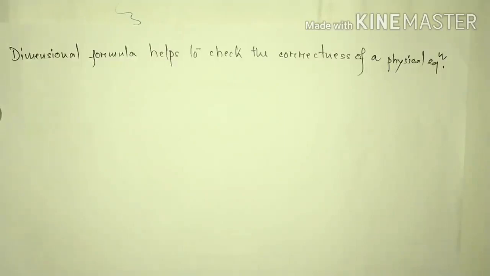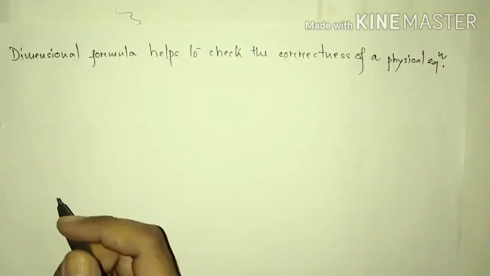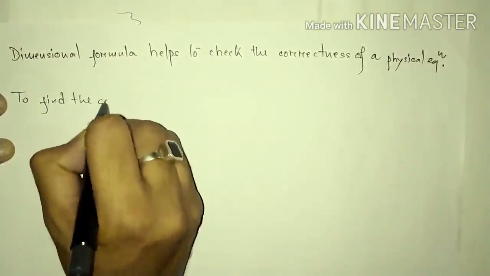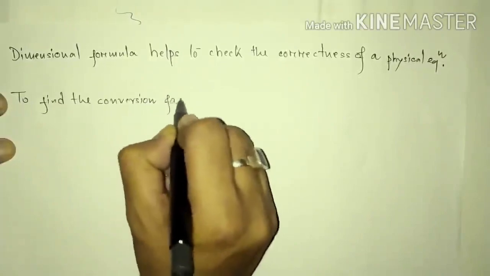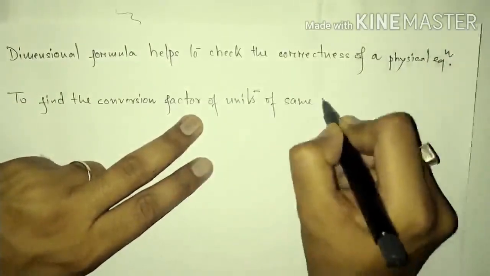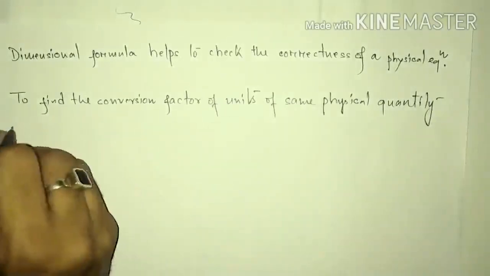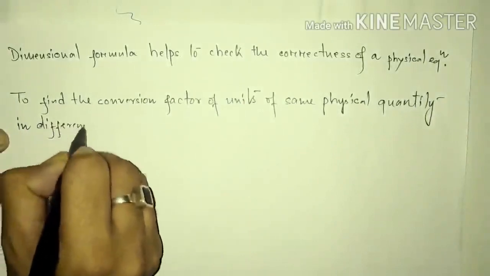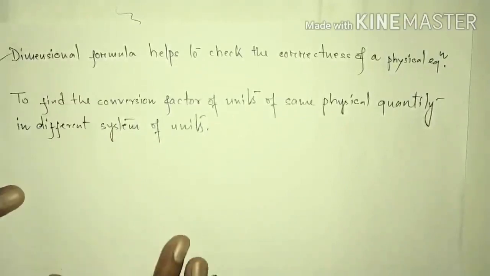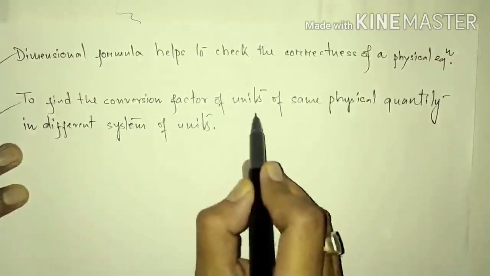Now number second, let us see again the advantage of dimensional analysis. Let us see one more case. The dimensional formula helps us to find the conversion factor of units of the same physical quantity in different systems of units. So first we have seen the dimensional formula helps to check the correctness of a physical equation. I hope you have understood. Second, let us see how it can help us to find the conversion factor of units of the same physical quantity.